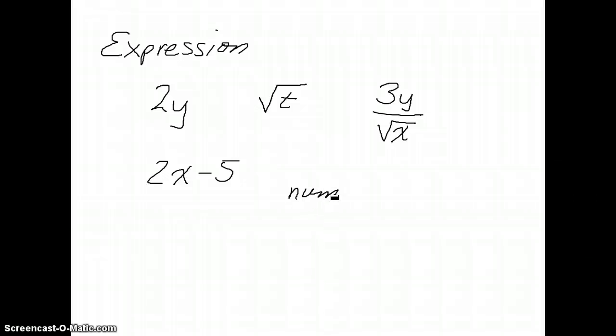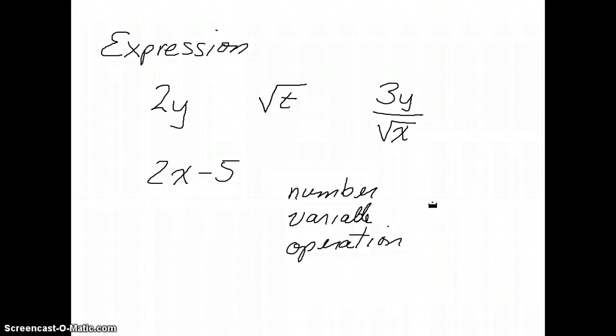Expressions are a combination of a number, a variable, and an operation. So in this case, we have 2 as the number, y is the variable, and the operation, that's right, multiplication. So here's an expression, 2x minus 5. Perfectly fine expression. You should come up with some of your favorites as the course goes on.